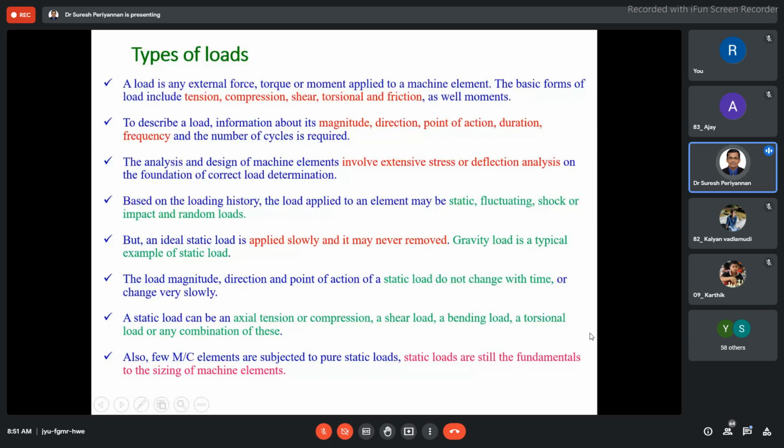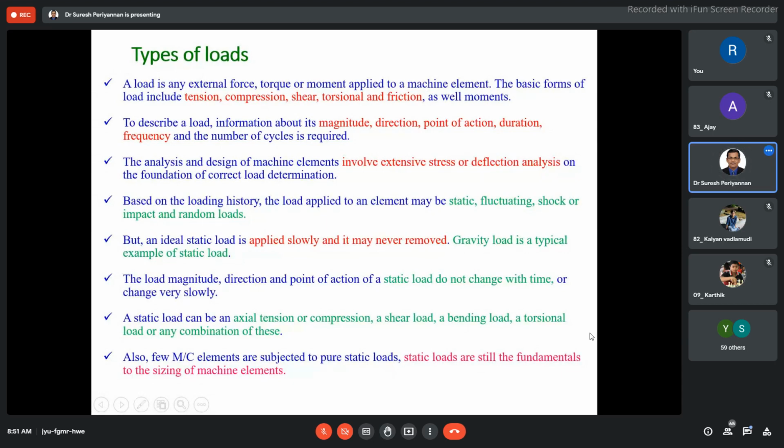To describe the load, we have to define the load information when the component is in working or operating condition, while you are designing. That means the load magnitude, the direction, the point of action, and for how much duration the load is acting on the particular component. We should know this before designing the component. And how many cycles the load acts on the particular component, we should know that.